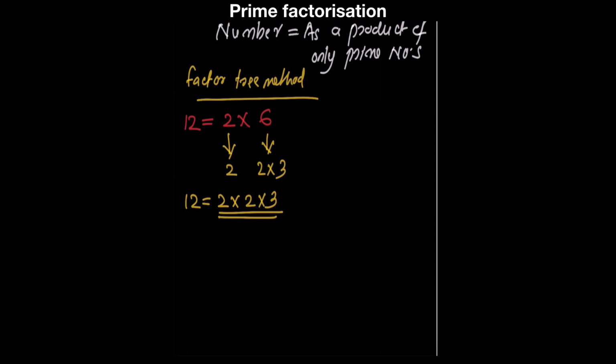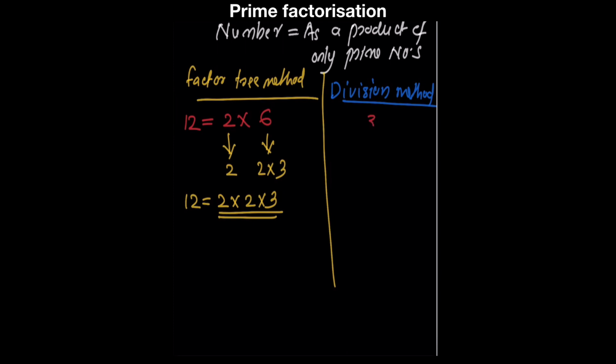And the next method is the division method. This is simple. In this, we are dividing a given number by the smallest prime number which divides it completely with remainder 0. We can explain this with the help of an example.